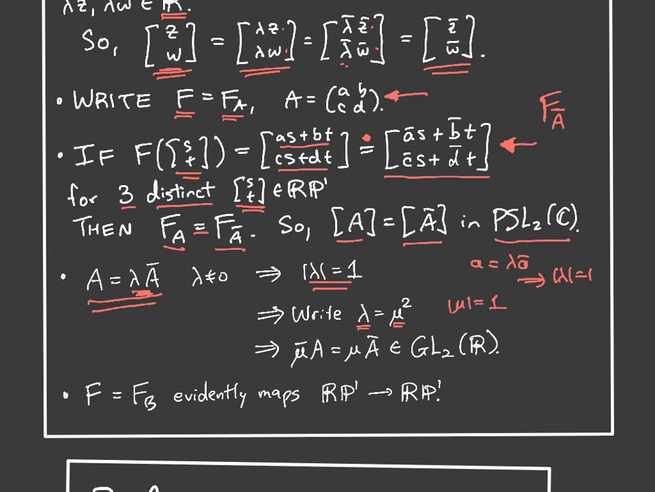And then I take this equation here, and I multiply both sides by mu bar. Notice that mu bar times mu will give me 1, since mu has modulus 1. And so you get A equivalent inside of PSL2C to this matrix, mu bar A, which is equal to mu A bar. So this matrix equals its conjugate, so it has real entries. So I've found a representative of A that has real entries.